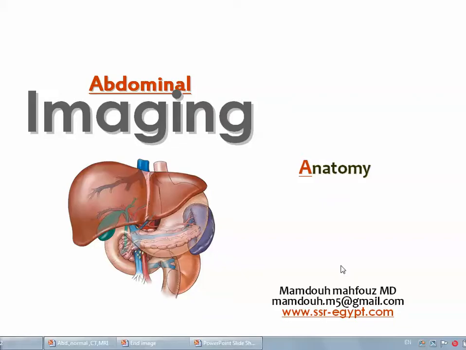Dear colleagues, now we are starting a new series in diagnostic radiology in English dealing with abdominal imaging. As you remember, we have finished some of the lectures about brain imaging and some of the lectures about chest imaging. Now we will start this series, which is composed of about 12 lectures about abdominal imaging. As usual, we'll start by discussing the anatomy, then we'll go deep into the pathology of different abdominal organs.